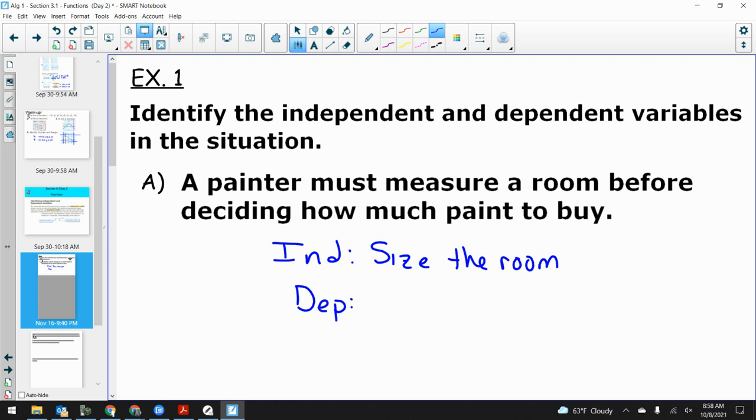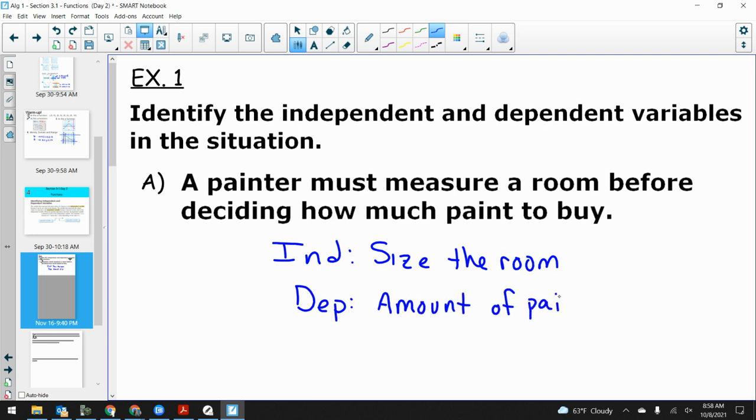Now, let me ask you, if I change the size of the room, if I make the variable change, if I make the size of the room vary, what's that going to cause the change of? The price of how much paint you buy? Good. Well, it's going to change the amount of paint, not the price, but the amount of paint.